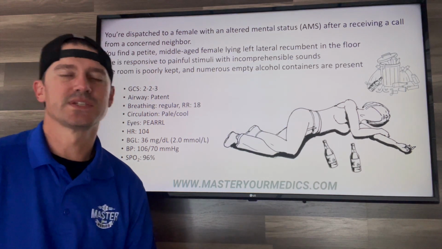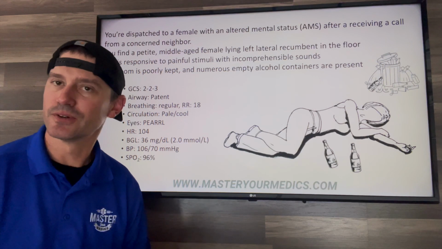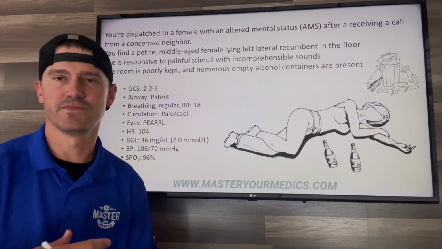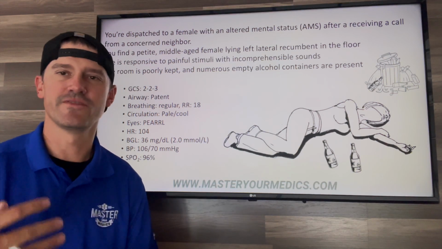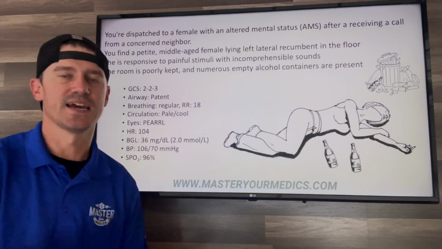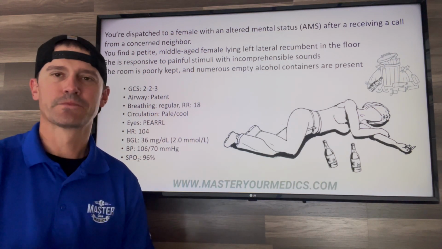So back to this week's case study, you are dispatched to a middle-aged female who's having an altered mental status. You found her in an apartment that's very disorganized, very cluttered, very messy, and she's surrounded by alcohol bottles as pictured here. The place is very unkept, trash, debris.